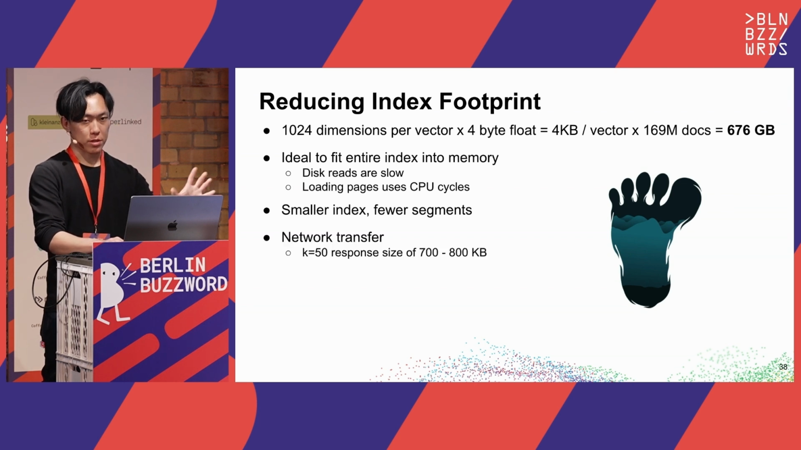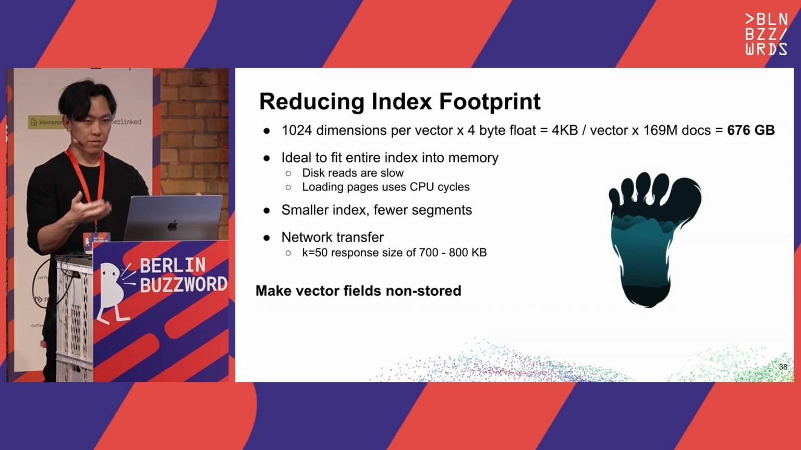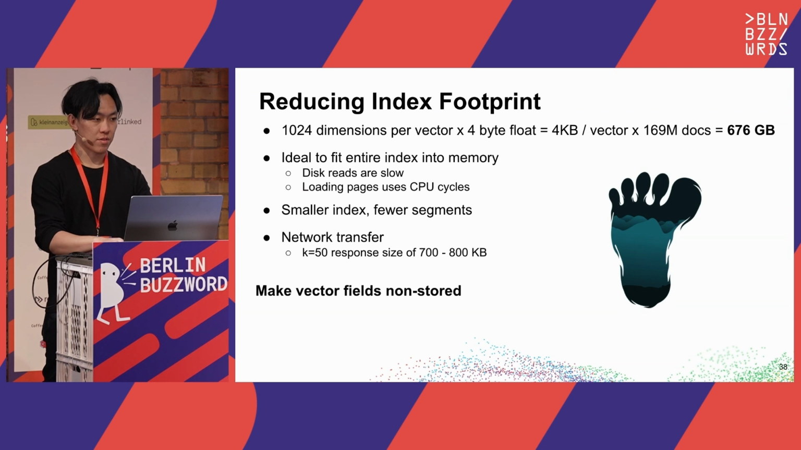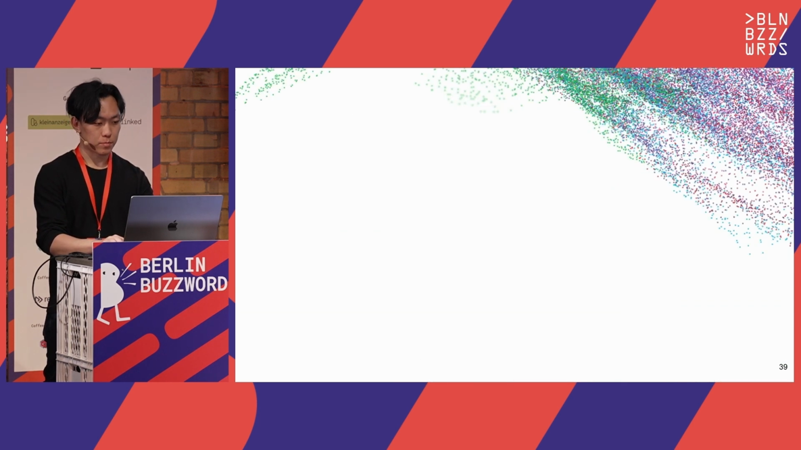And then also worth noting, this is a smaller thing, but network transfer as well. So for k equals 50, the response size is about 700 to 800 kilobytes. Not the most, but transferring it for high throughput, like high traffic, you're going to have some cost over the network as well. So the solution here is actually quite a simple one, which is you can make vector fields indexed but not stored, i.e. don't store a raw copy of the vectors, and you can therefore reduce your index size quite a lot.